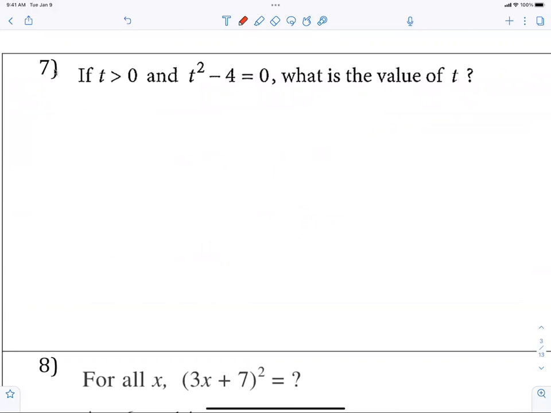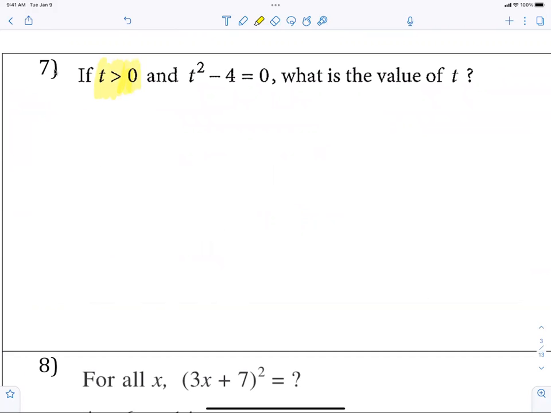Now everybody's looking at number 7. This is another SAT question. What in the world does this mean right here? Somebody help me. What does that mean? t has to be greater than 0. So that means it's positive. That's exactly how you should think about it.